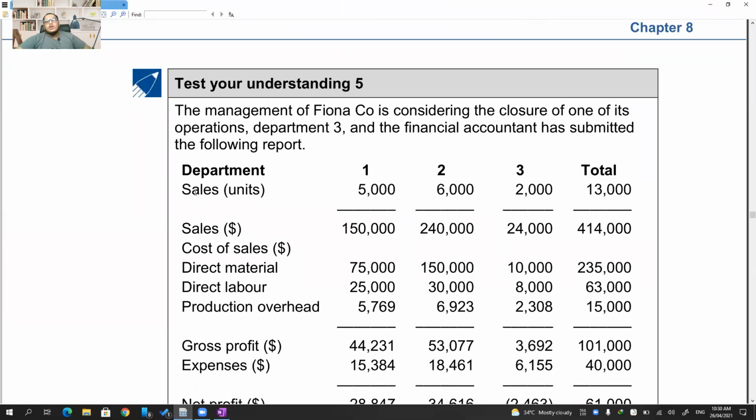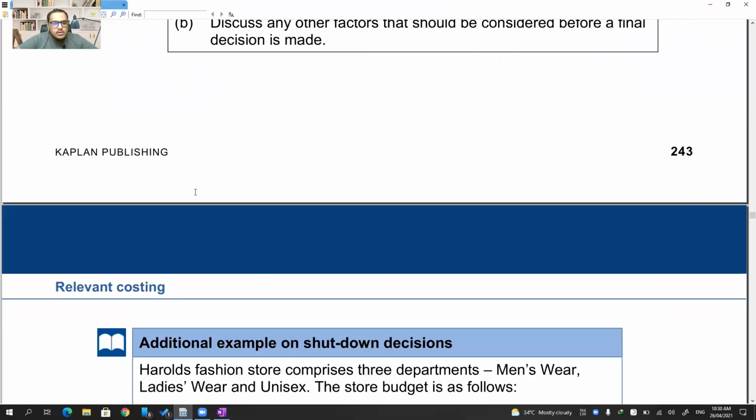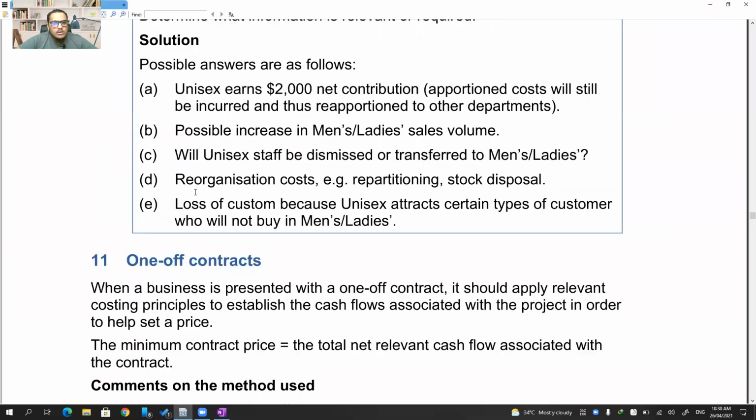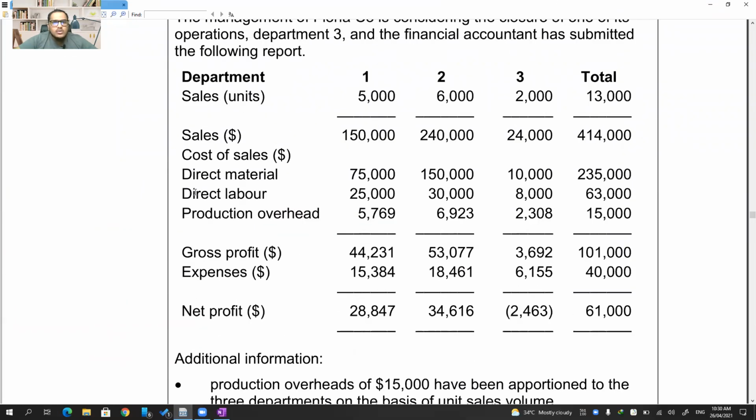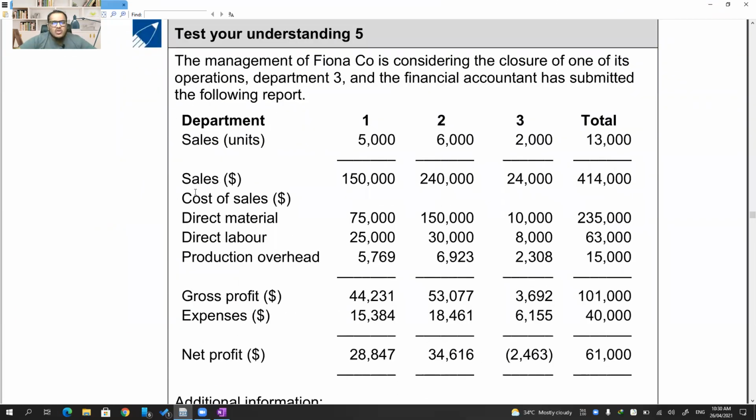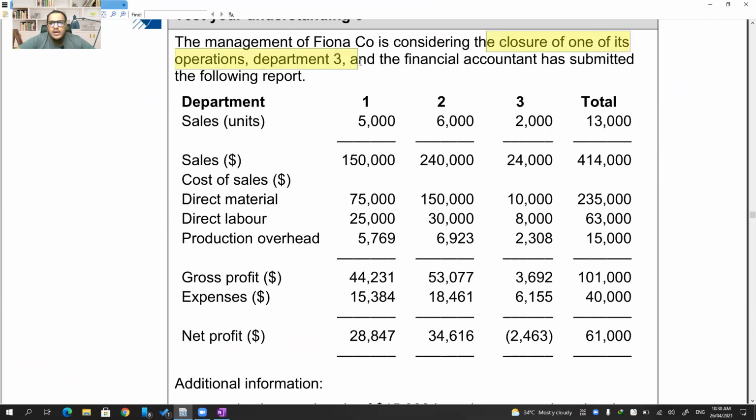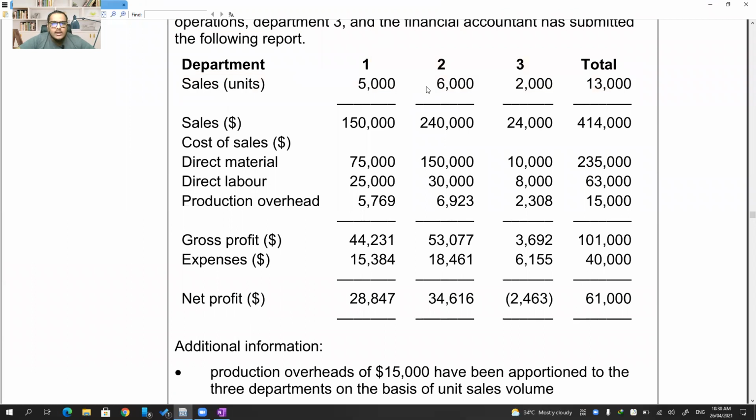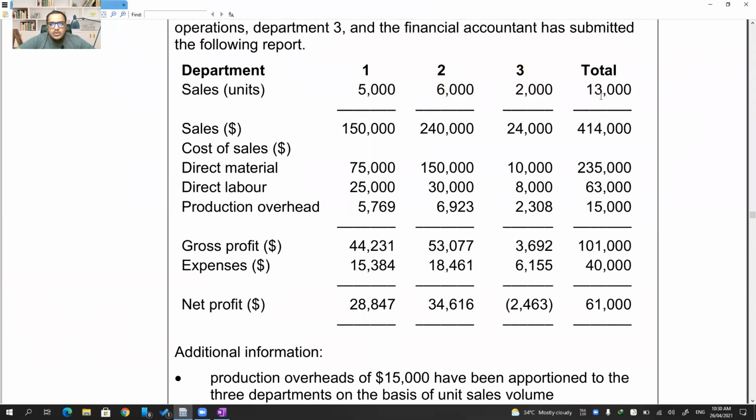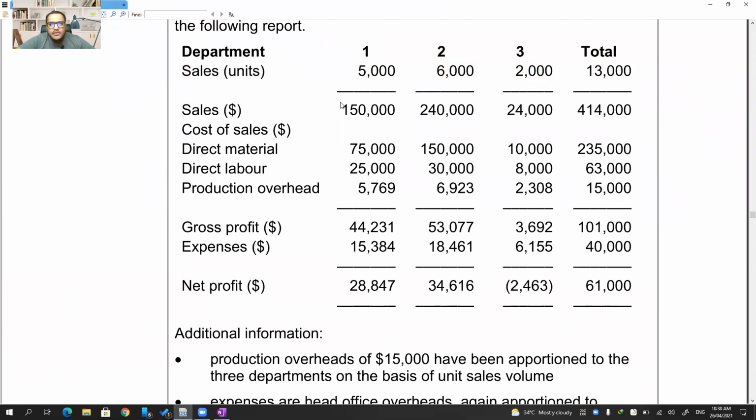Okay, so look at this particular question. This is related to shutdown. I'll just go through the question, I'm not going to solve it for you. Management of Fiona company is considering the closure of one of its operational departments, department 3, and the financial accountant has submitted the following report. Sales units 5,000, 6,000, 2,000 units. Sales value 150, 240, 24. Direct material, direct labor, production overheads are there. Gross profit is given 4453, 3,692.